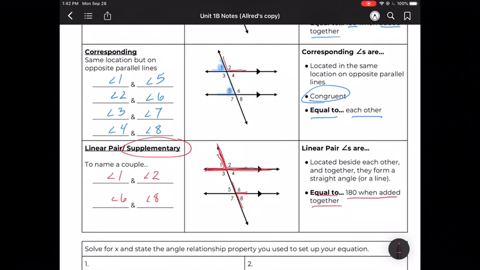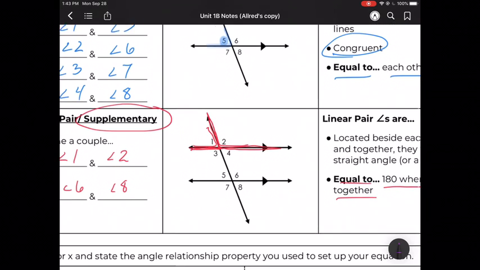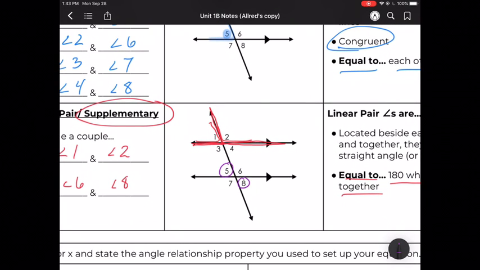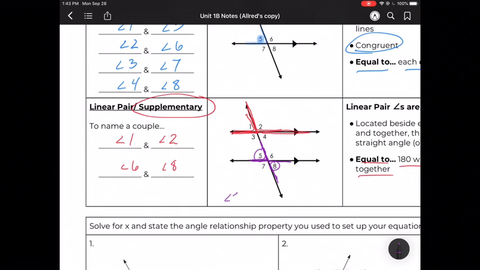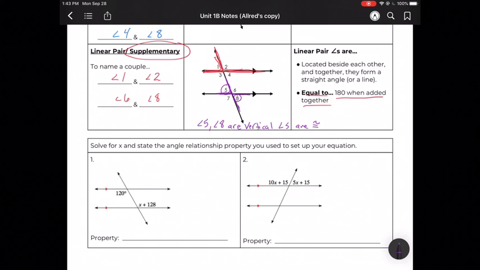Okay? And I also want you to remember, last lesson we talked about vertical angles also. I'm going to erase some work here. Vertical angles would be like angles 5 and 8 because they are formed by these intersecting lines and they're opposite from each other. They're in opposite corners. So those would be vertical angles, and they are congruent to each other. Not supplementary, they're congruent. So we're going to use all these topics to do some problem solving today.